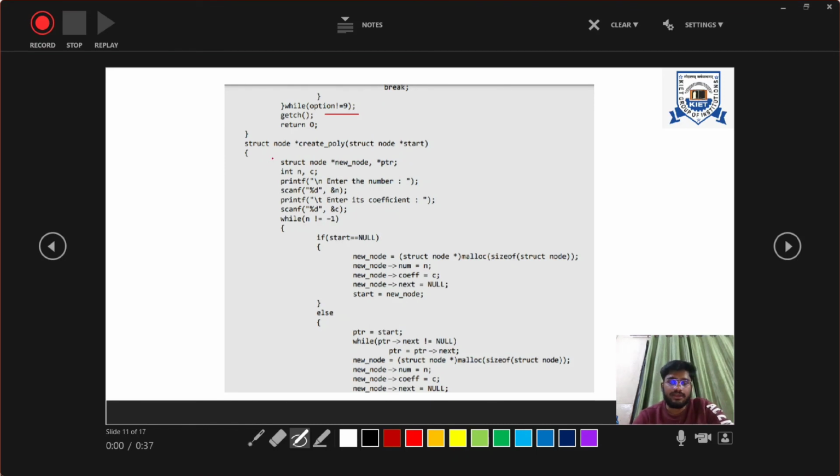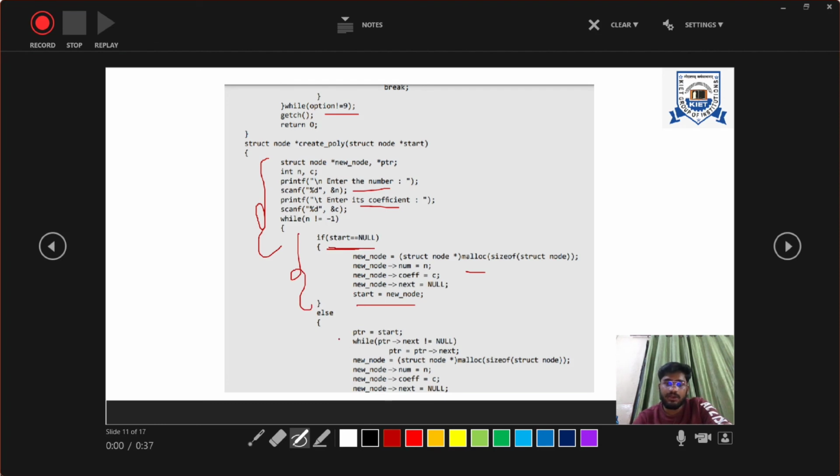First of all, as you can see, we are creating a structure like this to enter a number and its coefficient. If the start is not equal to null, the pointer will allocate the memory like this, and the coefficient will be equal to c. And the new node will be pointing to the new node. The next part will be pointing to null, and the start will be pointing to the next node. Start will be equal to the new node. This condition will run only if start is equal to null.